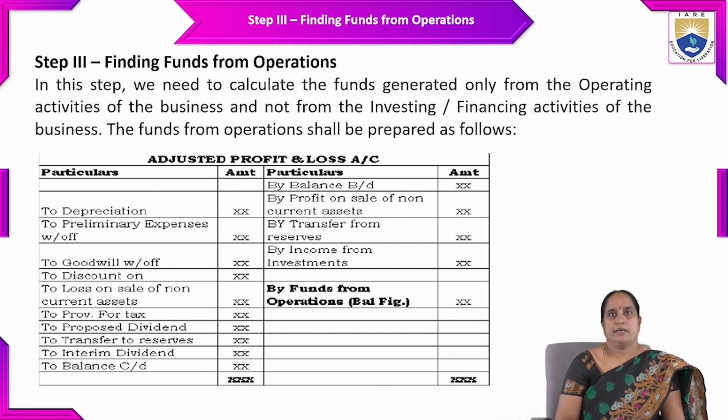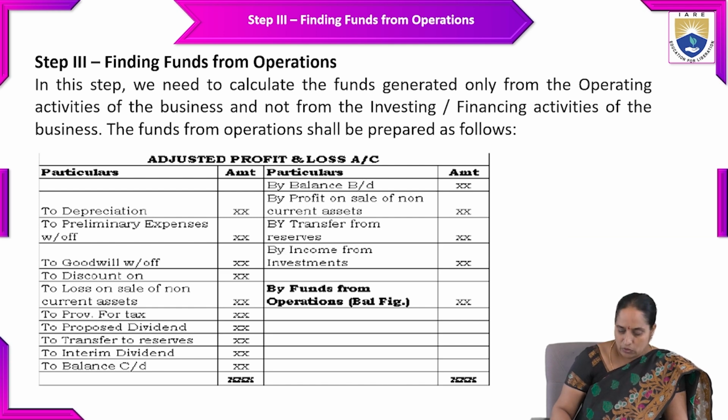Whereas on the other hand, by balance brought down, by profit on sale of non-current assets, by transfer from reserves, by income from investments. So by funds from operations, the balance figure between these two is nothing but the funds from operations.